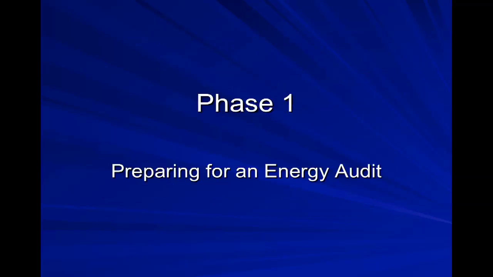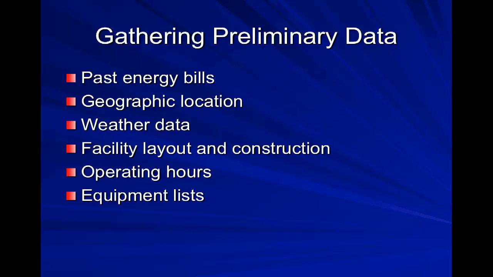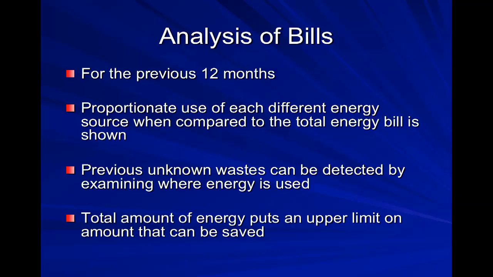So in phase 1, we have to get ready for the energy audit. Stuff that we've got to do, of course: get past energy bills, get our geographic location, find out what the weather data is. We'll need to know the facility layout and any construction that has been done or is being planned. We have to know what the operating hours are and the equipment that's being operated within the facility. As we look at the bills, in addition to looking at how much was being used and where, it gives us an opportunity to think about alternate sources of energy that we could consider.